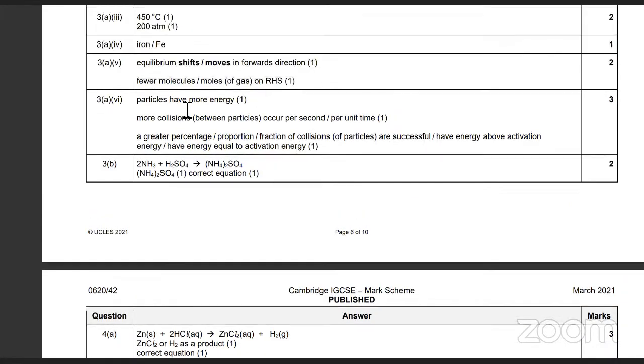3A. Particles have more energy, so you have more collisions, more frequent collisions. That means more collisions per unit time, and that's why you also get more successful collisions. They also accepted that one. This 'or' means having energy above activation energy.